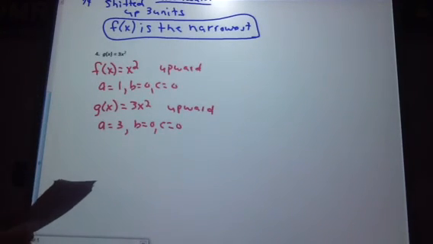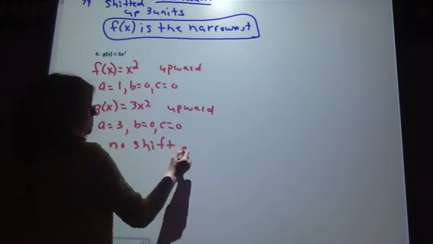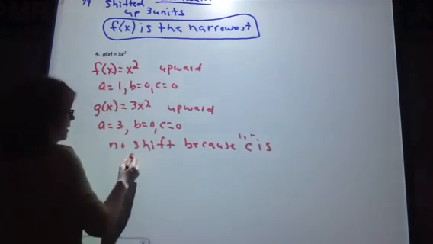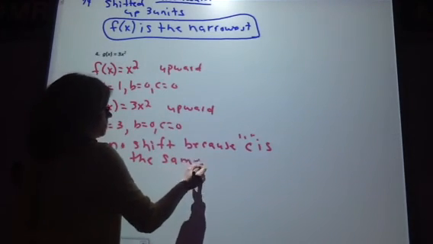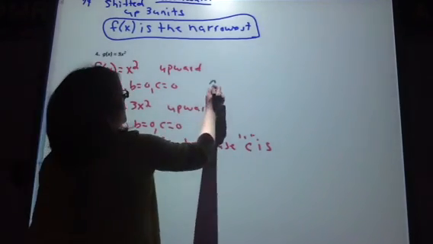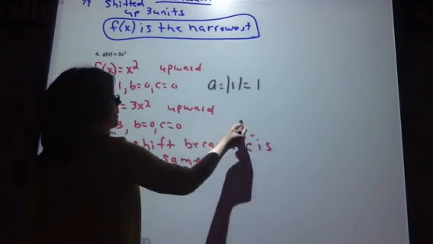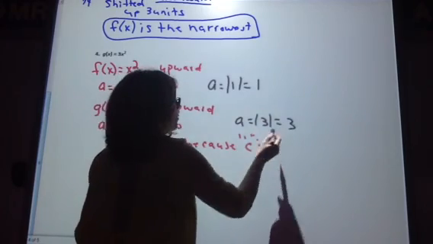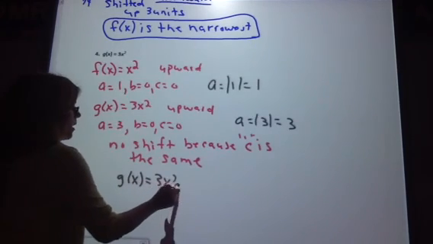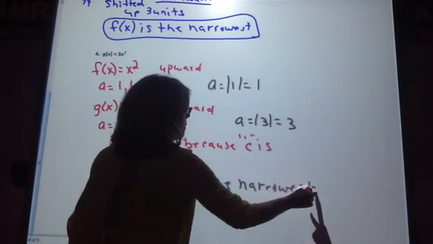So let's compare which one is the narrowest. So let's go ahead and put no shift, because C is the same. All right, so right here, A equals 1, absolute value of 1 is 1. Right here, A equals 3, absolute value of 3 is 3. So the greatest number is the narrowest, so g of x, 3x squared, is the narrowest.